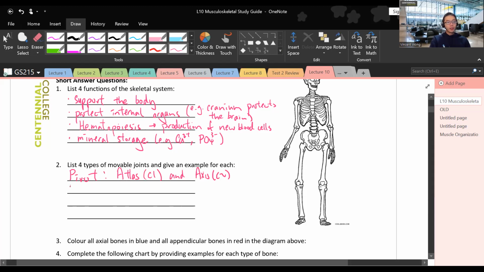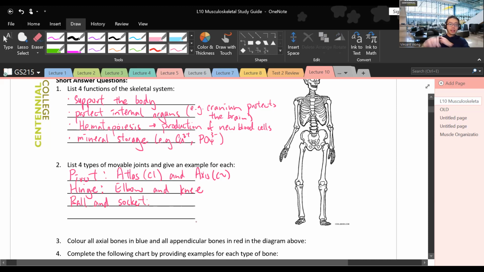Okay, so another one that I just mentioned is the hinge joint. Anybody know an example of a hinge joint in the body? Elbow. Elbow, yeah, very, very good. And the other one? And knee, that's right. Ryan said ball and socket, that's correct. Ball and socket.